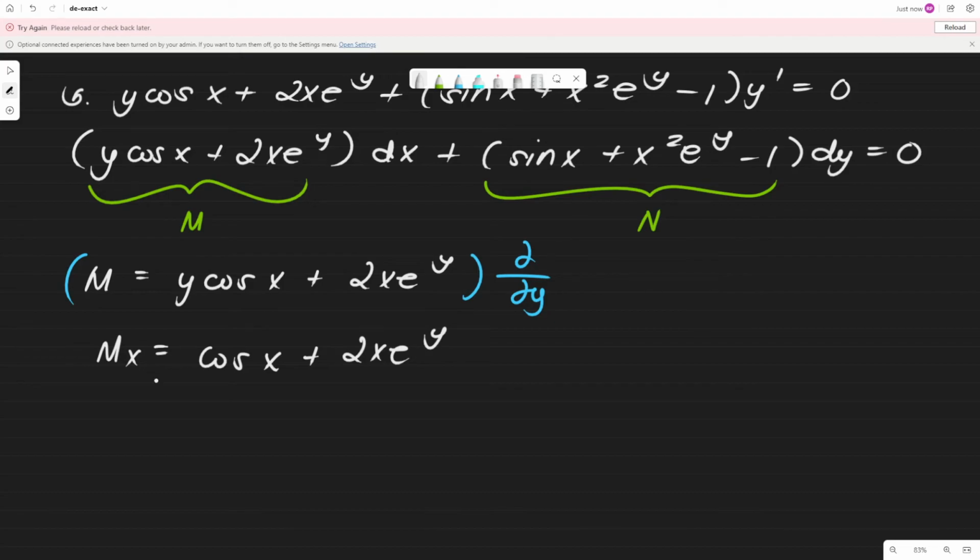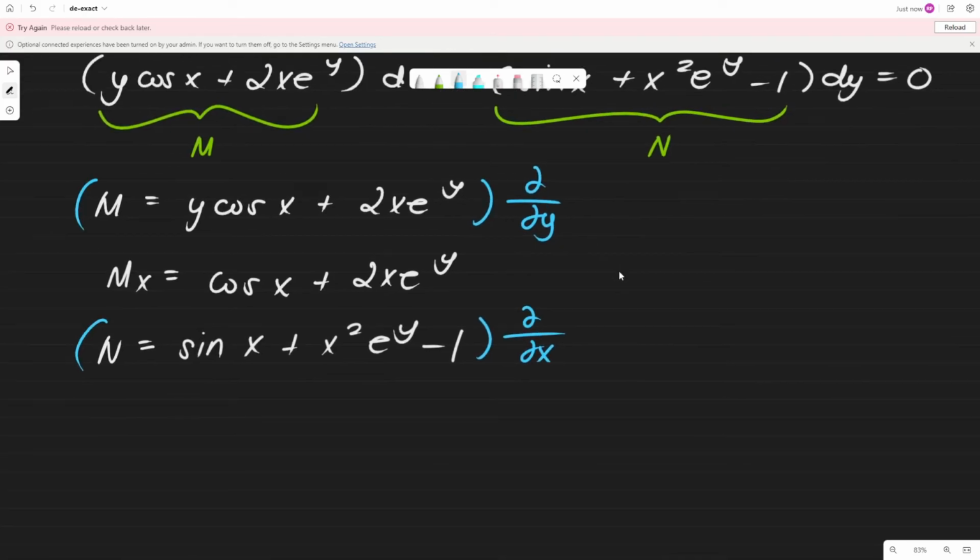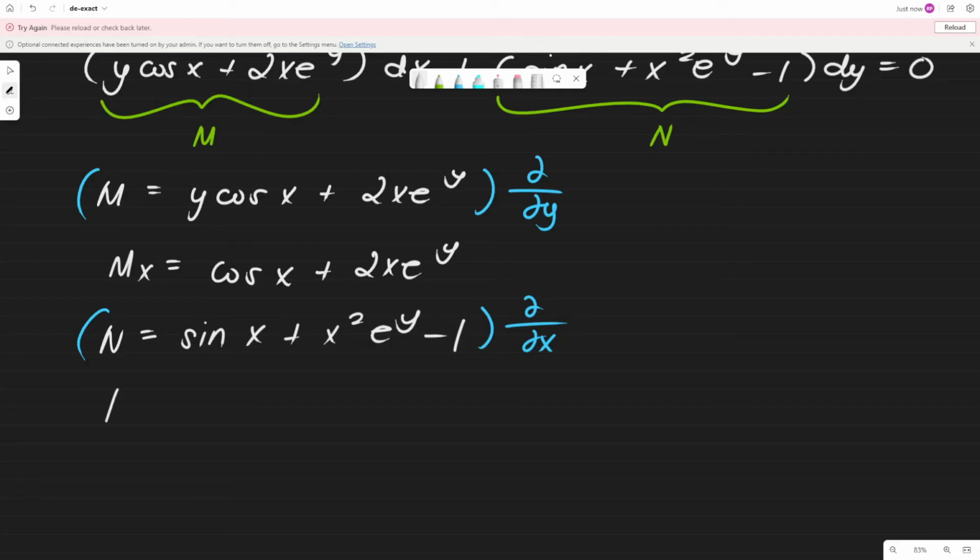Then we have N equal to sine x plus x squared e raised to y minus 1. Then let's get the partial derivative with respect to x. So we'll have N_x equal to cosine x plus 2x e raised to y. The derivative of 1 is 0, so that's all we have. So they are equal, which means this one is exact.